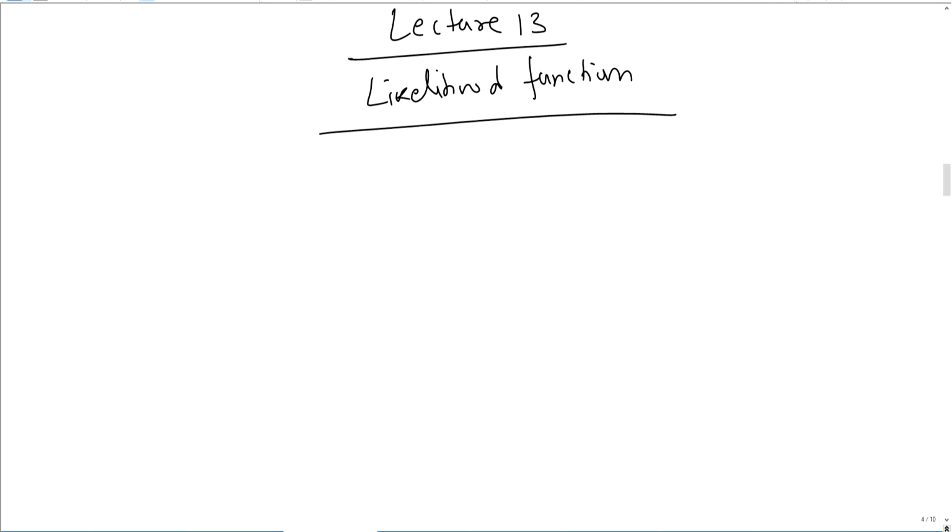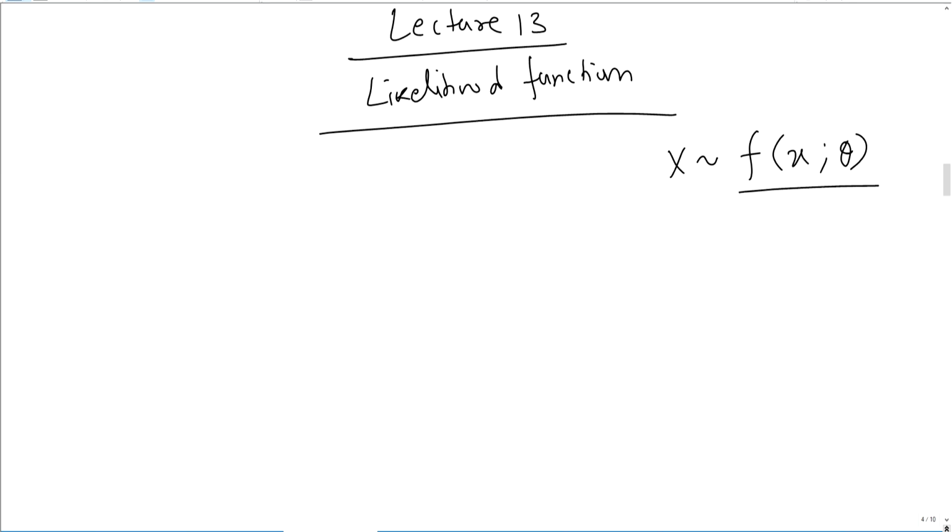Welcome back. So this is lecture 13 and we were talking about the likelihood function. What I said in the previous lecture was that if you have a random variable x which is assumed to come from a probability density function f of x theta, this is the underlying probability density function.